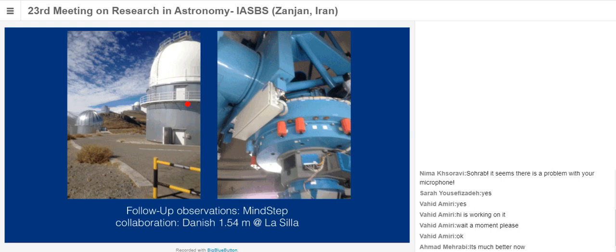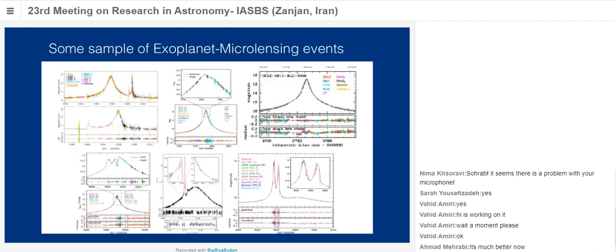There are about 10 follow-up telescopes. They took the ongoing microlensing event and then monitor it with very high accuracy and with short cadence to identify this light curve and then to derive the parameters of the lens.